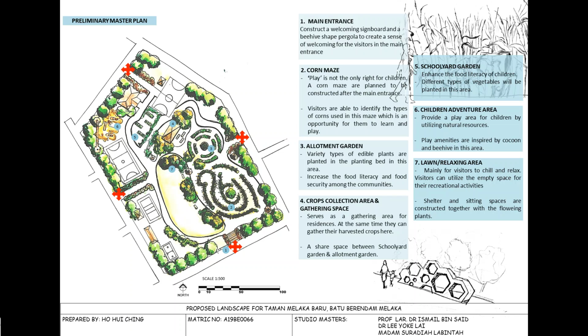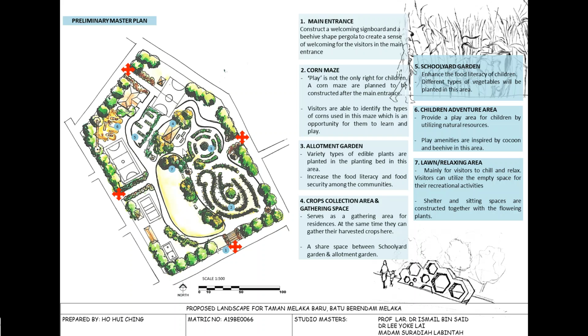Alright, and then after the corn maze garden, there is an allotment garden just beside the corn maze garden. So in this area, variety types of edible gardens will be planted in the planting bed. Alright, and then we move on to the 4th area, which is the crops collection area and gathering space. So in this space, it serves as a sharing space between the schoolyard garden and the allotment garden.